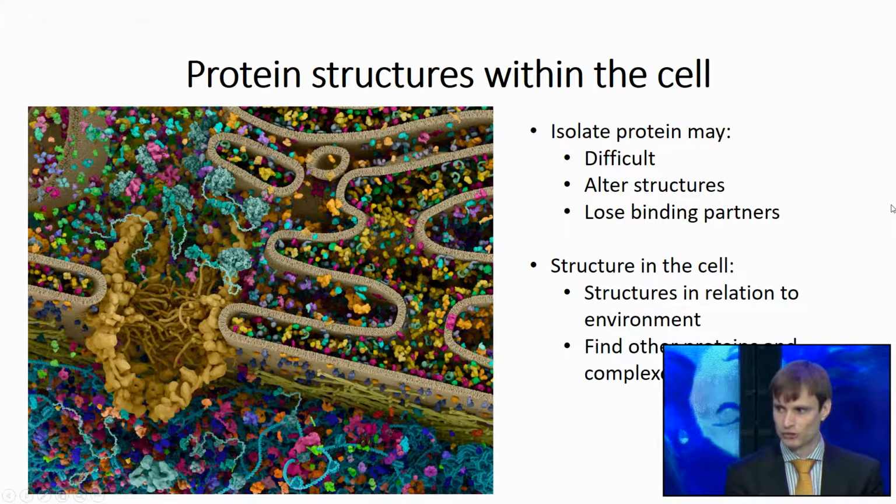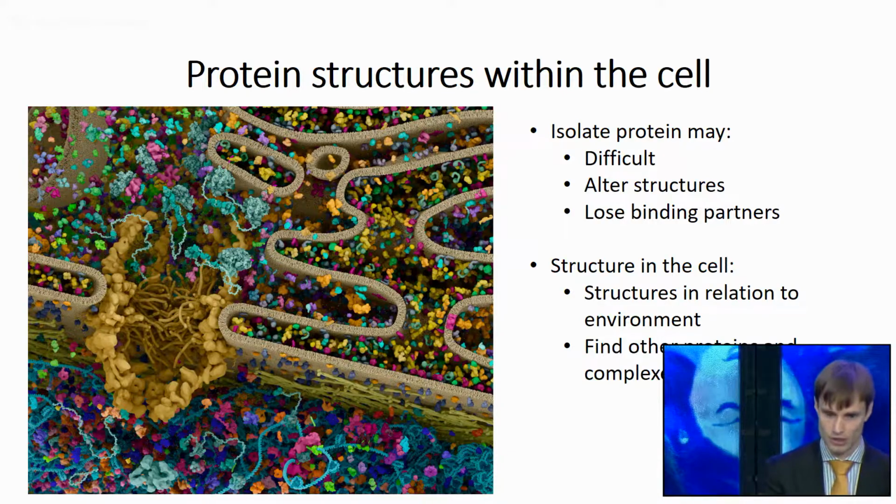But isolating proteins does come with downsides. First of all, isolating a protein can be difficult, and it carries the risk of altering its structure or losing binding partners. Also, by obtaining a structure within the cell, you get the structure in relation to its environment where it performs its function, so it's easier to link function to protein structure. And also other protein complexes that you are not initially interested in may be present in the cell.